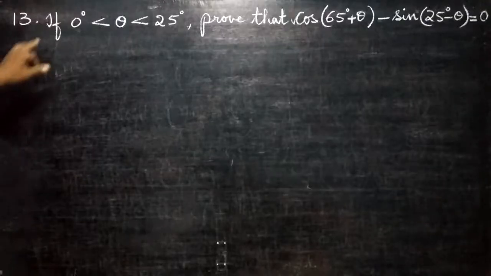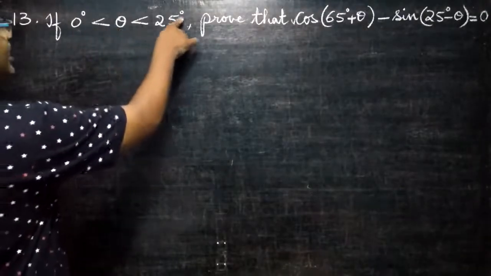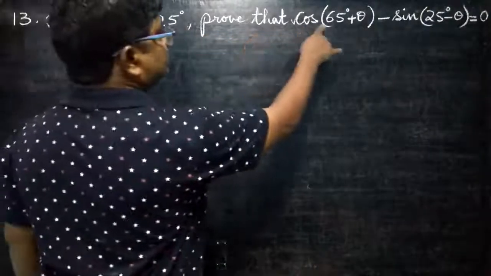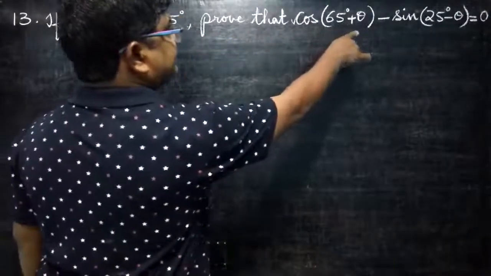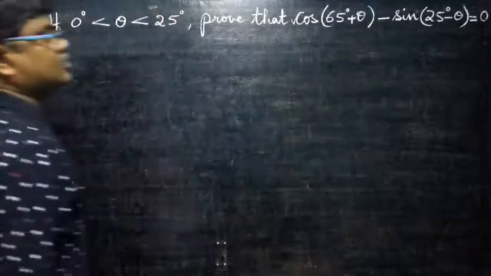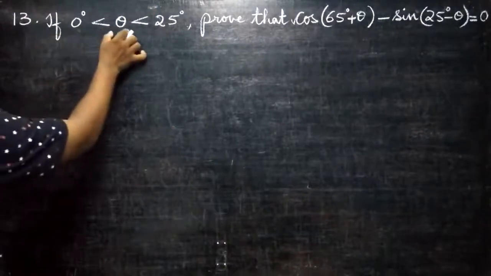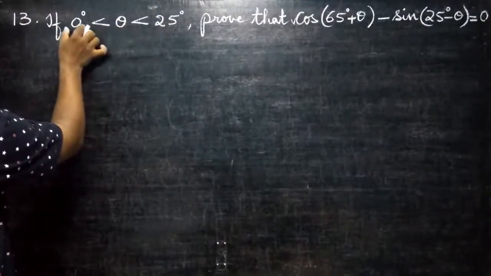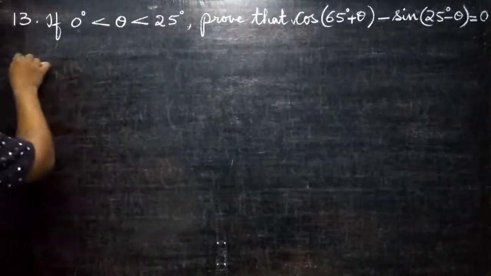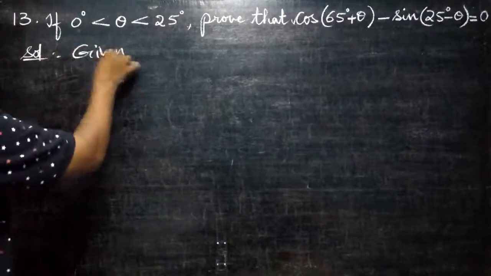The problem: if 0 degrees is less than theta, less than 25 degrees, prove that cos of 65 degrees plus theta minus sin of 25 degrees minus theta is equal to 0. They are giving a condition. If means our condition is there: theta should lie between 0 degrees and 25 degrees. Are you able to follow? So solution: they told us to prove that.